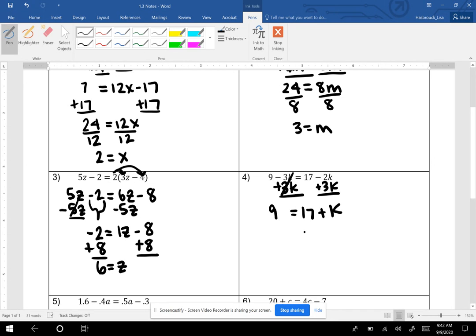Now to get k alone, I need to move the 17. It is a positive 17, so whenever there's no sign in front, it's positive. To move the positive 17, I need to subtract 17. 9 minus 17 is negative 8. 17 minus 17 cancels out, and you now have the k alone.